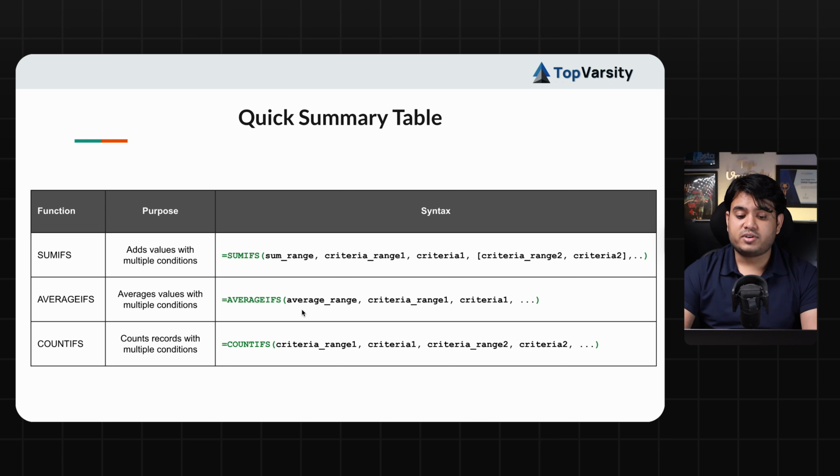But for COUNTIFS you don't need to select an average range or sum range. There is no count range for this formula. It will directly start with criteria range 1, criteria 1, criteria range 2, and criteria 2. I hope you guys have understood everything.